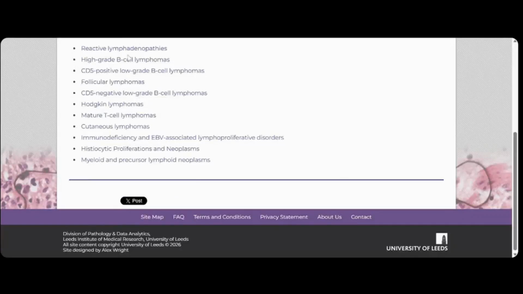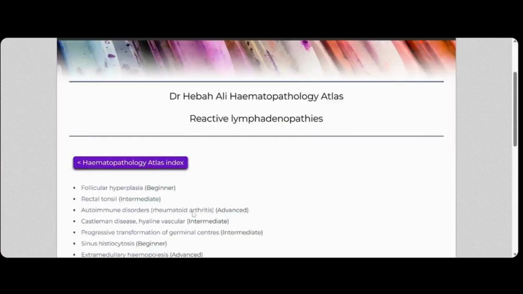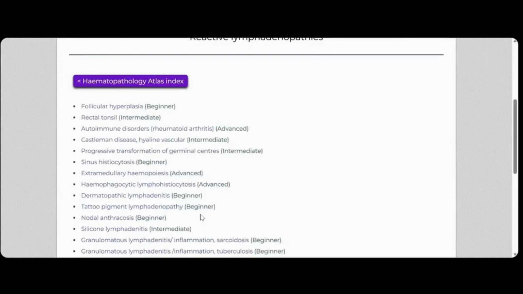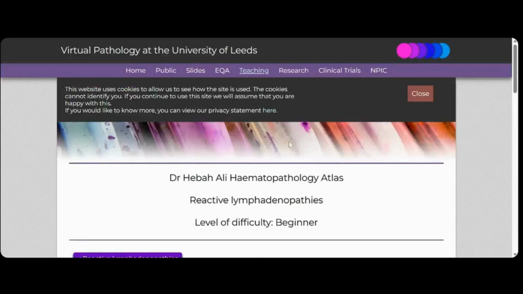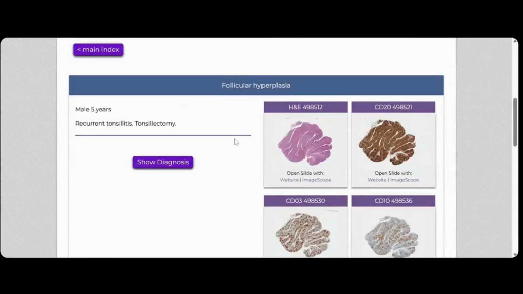Right. So we're going to start off at the start. This is what we're going to cover over the next few months: reactive lymphomas, high-grade lymphomas. I'll probably actually switch the order around and start with reactive, and then the low-grade, then the follicular, and then the high-grade, then the Hodgkin's, and so on. So we'll start off with the reactive. Now, some of this is going to be simple, so bear with me, but we will build it up. And I'm very happy to have questions and comments. So we'll start off with follicular hyperplasia. Now, I'm sure that you can all recognize follicular hyperplasia.